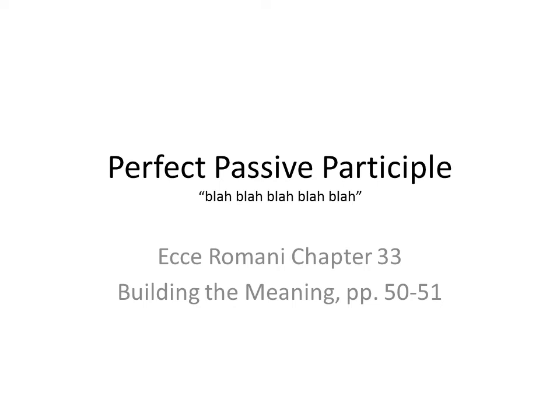This is the chapter 33 video for Ecce Romani. It's going to cover the perfect passive participle, which we also call a blah blah blah blah blah, for reasons which you will need to ask Doc Barry. And this is covered on pages 50 and 51 in your book, the Building the Meaning section.